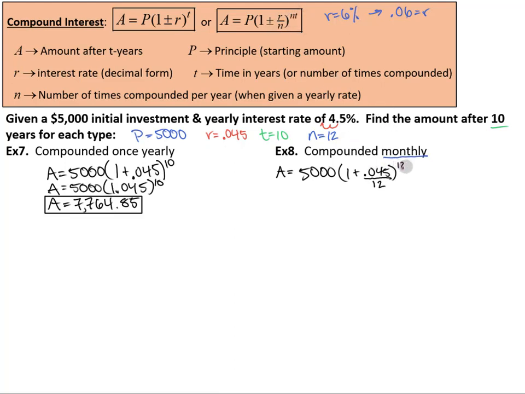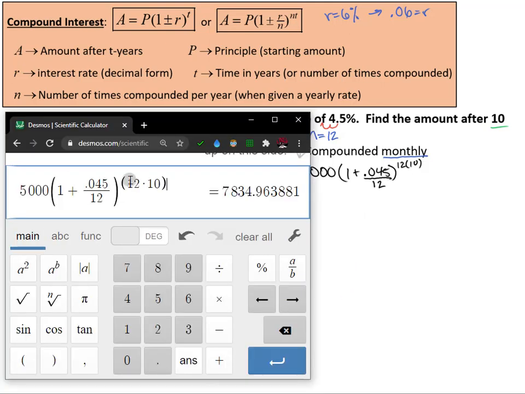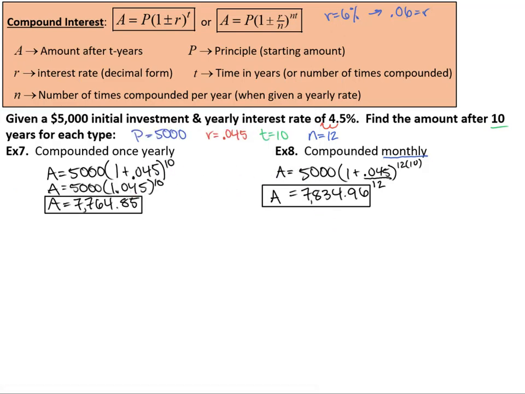So 12 times 10. 12 the number of times it's compounded, and 10 our time in years. So let's type this in Desmos. All right, so there we go. So to keep yourself in the exponent up here, when you multiply 12 and 10, you need parentheses, or you can just type in 120. But we end up with $7,834 and about 96 cents. Okay, so as we can see, we made a little bit more money when it was compounded more, right? A little less than $100. But compounding it more times per year than just once actually does make you more money.